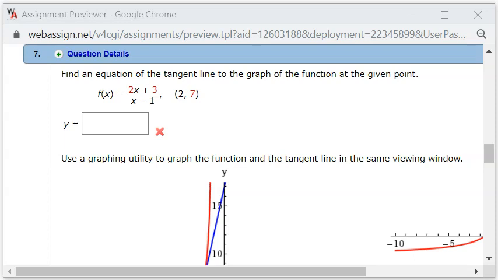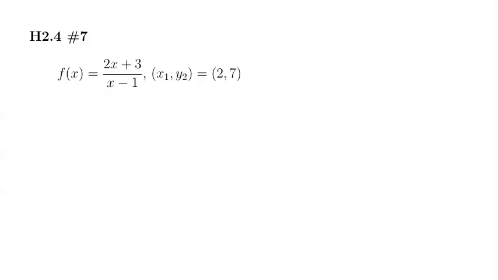All right, let's look at homework 2.4, problem number 7. We want to find an equation of the tangent line to the graph of this rational function at (2, 7). So let's do that. Since the point is given, I'm going to call it x1, y1. So x1 is 2, y1 is 7.